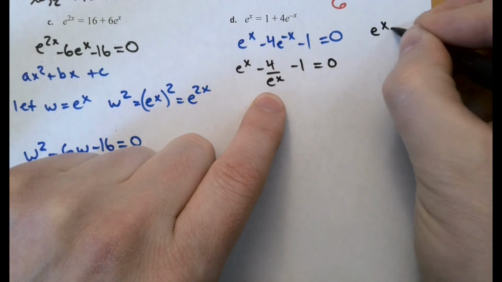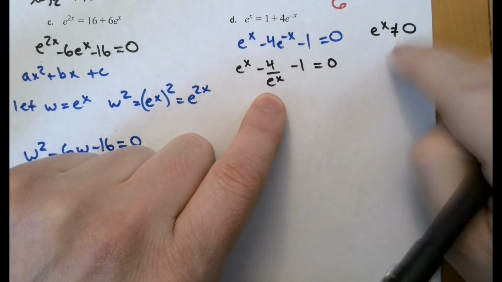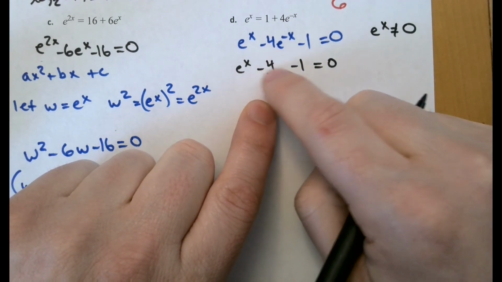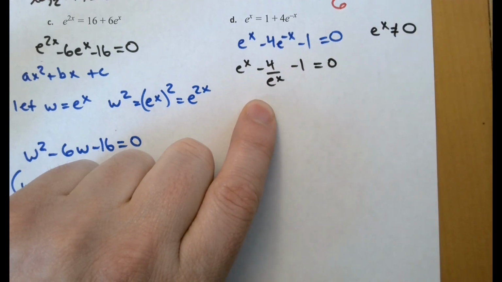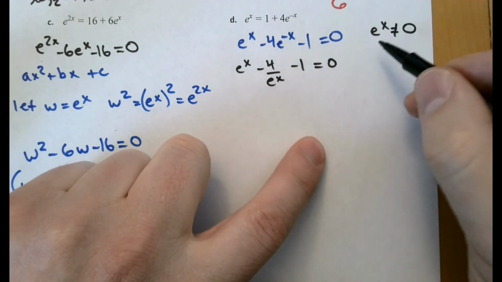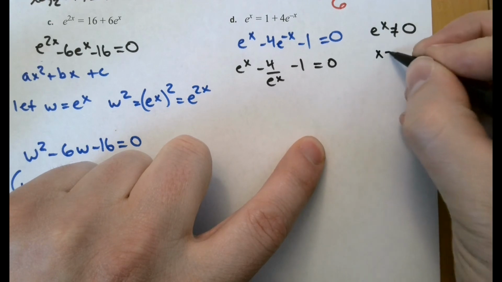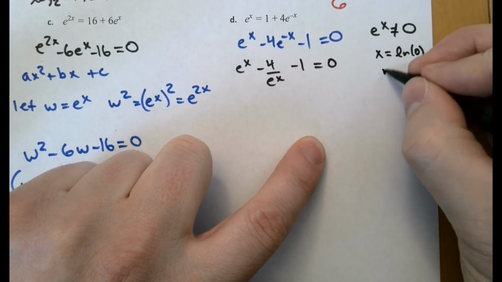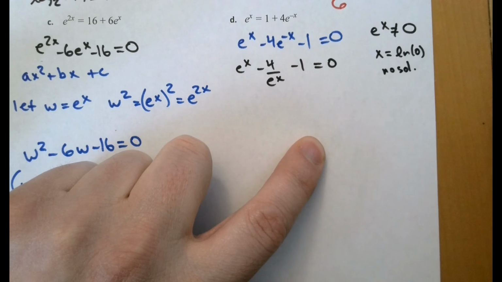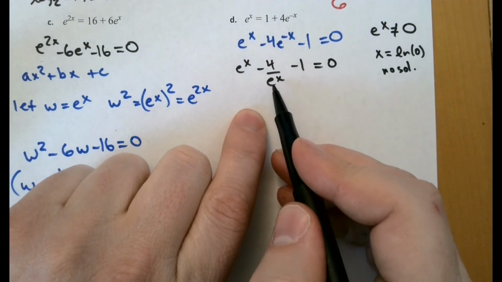We cannot let this happen, right? If that happens, then we get solutions we have to exclude from our solution set. Well, if I solve this, I'll take natural log of both sides, I'll get natural log of 0. Hey, there's no solutions to this. So we don't have to worry about this being division.